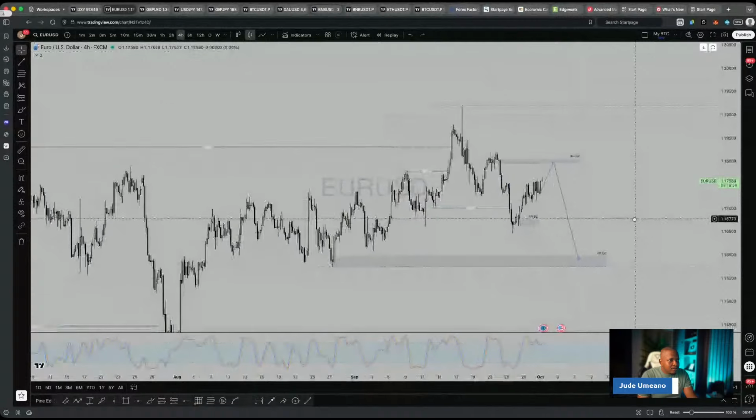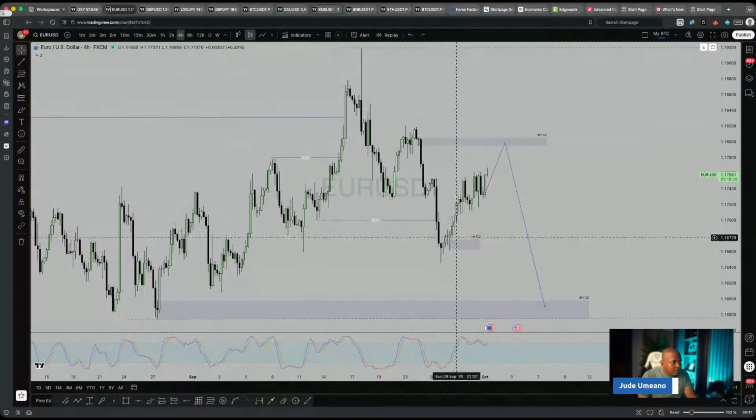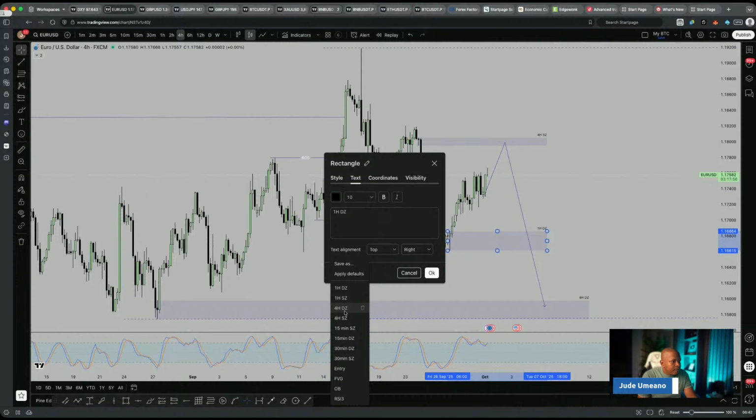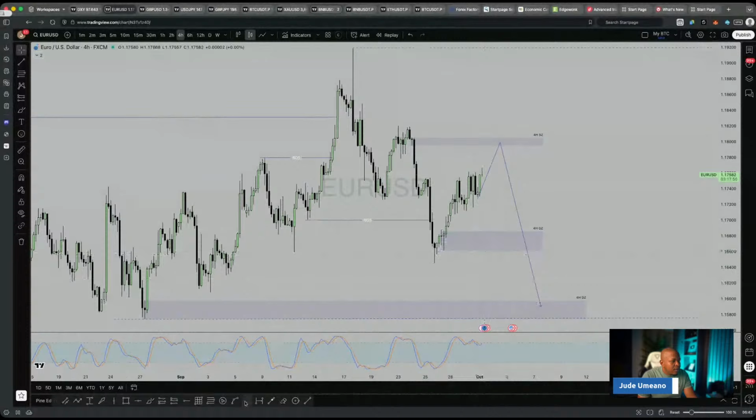Let me zoom in to see if we can have more demand zone. This is a 4 hour demand zone. Since we are way above it, I'm going to take it back to the 4 hours. 4 hour demand zone. Why is it a demand zone? Because we have a fair value gap here.